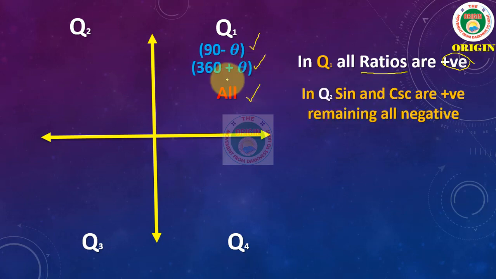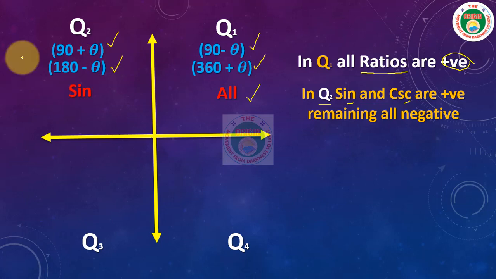Now, what about quadrant 2? Sine and its reciprocal cosecant are positive, and the remaining all are negative. That means only sine and cosecant exist in the second quadrant. So what are the angles here? 90 plus theta and 180 minus theta. What are the trigonometric ratios existing? Sine and its reciprocal. Remember these trigonometric ratios in each and every quadrant. These two only are positive, and the rest of the trigonometric ratios are negative.